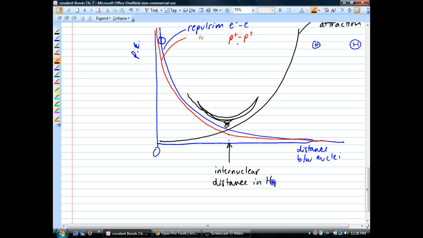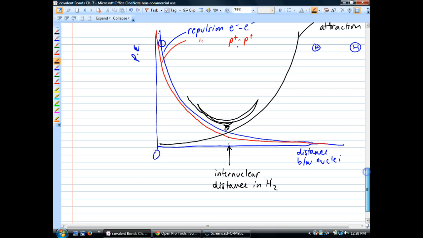In H2, they're just naturally going to find the distance that minimizes the potential energy of the system. They're going to seek that distance. And it's kind of cool because all of chemistry can be viewed as atoms simply seeking the lowest potential energy position that's currently available to them. The whole universe can be understood in that way.